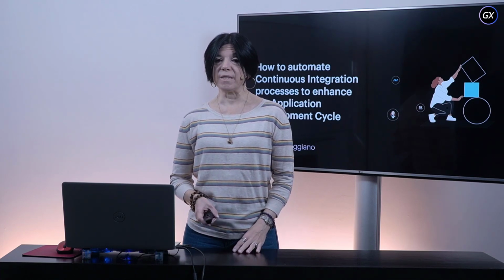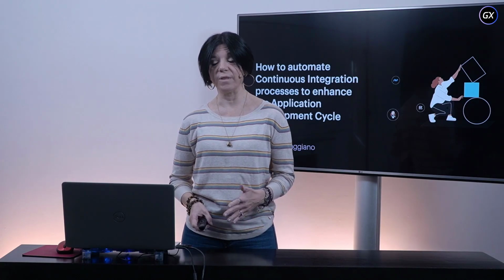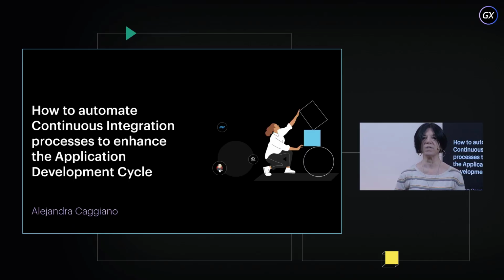First, let's talk about how to automate continuous integration processes to improve the application development cycle. First of all, we're going to see the scenario and the problem that we have to solve. Currently, there is a need for applications development, for software development, to be agile and continuous.